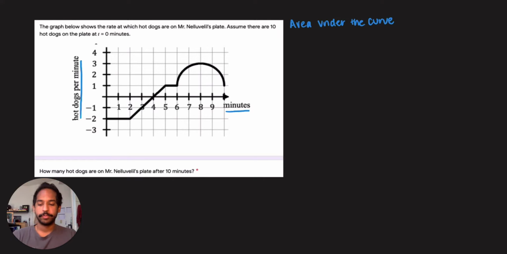Now what does this mean? So we're going to find the area of the different locations. Remember, if we're below the x-axis, those areas are negative, and if we're above the x-axis, those areas are positive. So we're going to start here, and I'm going to mark off different shapes that we'll be looking at.